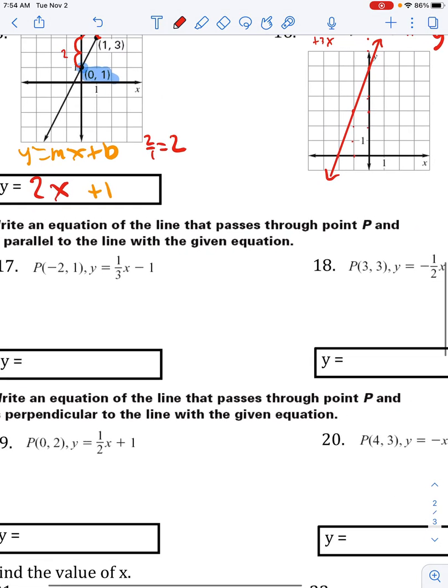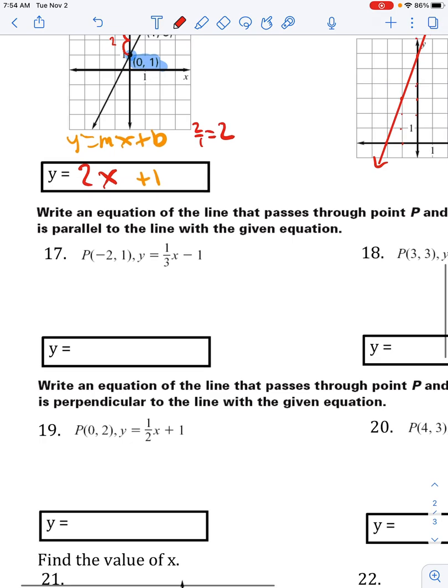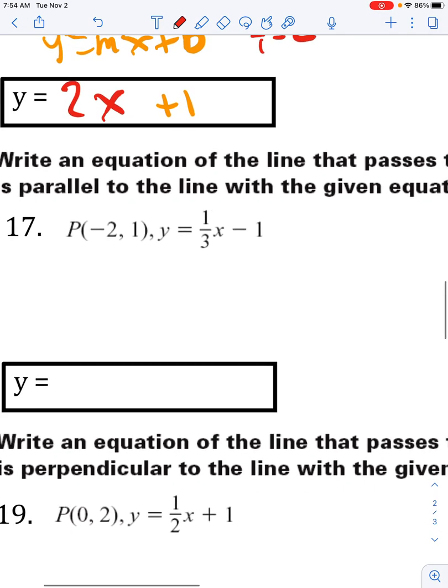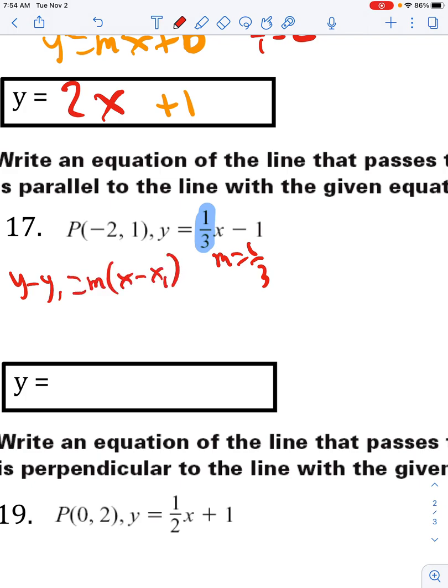Write an equation of the line that passes through points P and is parallel to the line. So again, parallel, I need to locate my slope. So my slope is m equals 1/3. And then we've got this form called point slope form, where we take our y values, and we can subtract them. I've got my slope, and then I take my x values and I can subtract them. So I'm going to go ahead and say, all right, y minus 1 equals 1/3 x minus -2.